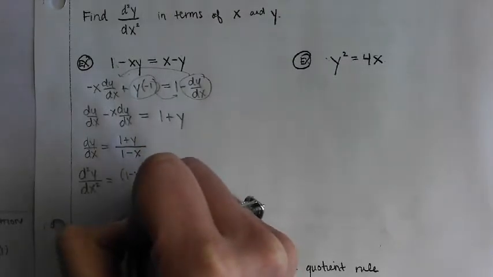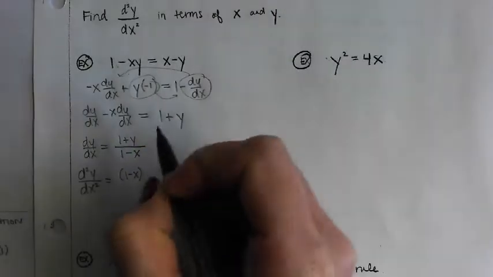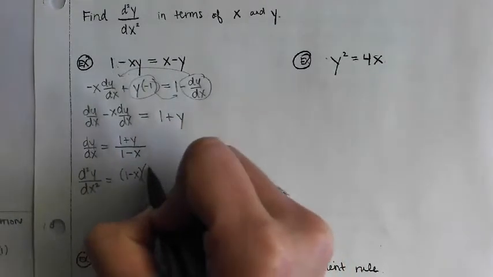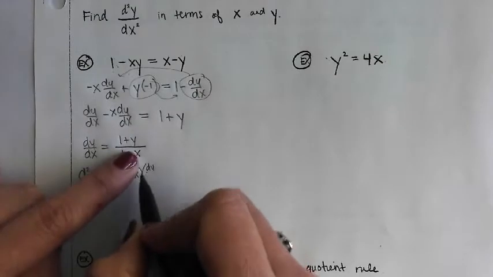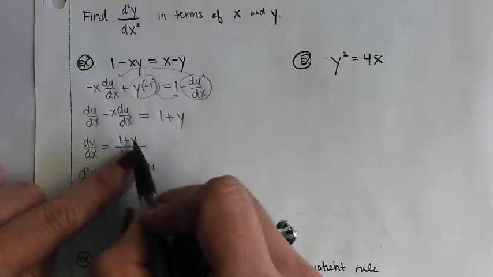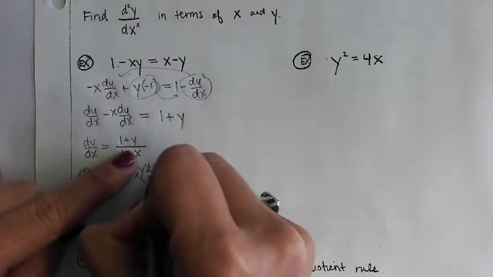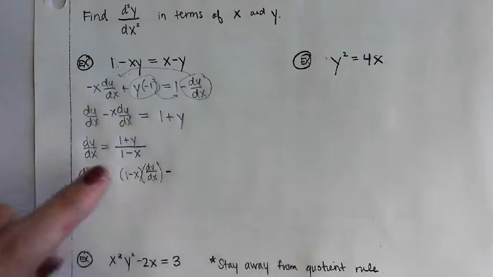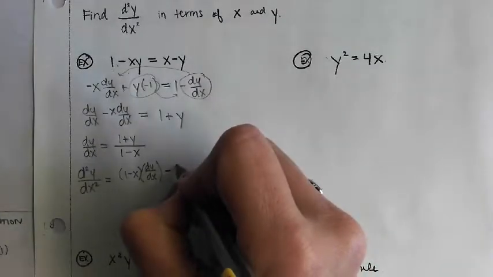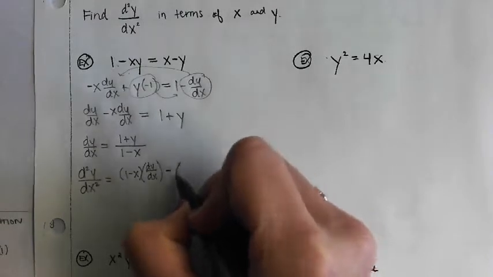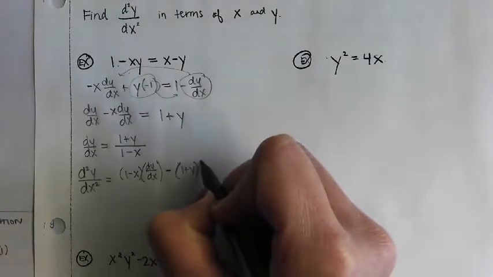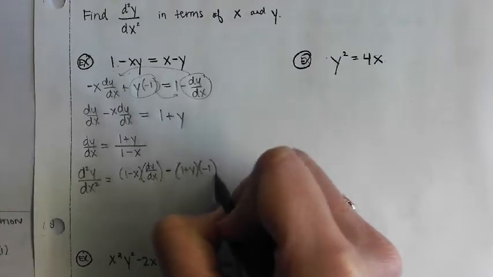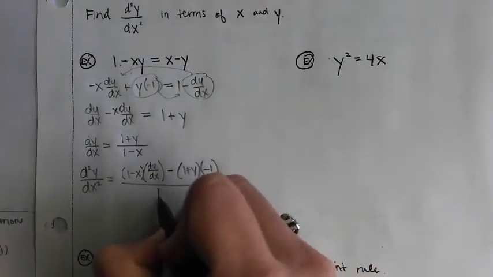So it's the bottom times the derivative of the top. What's the derivative of the top? Just dy over dx. Good. Minus, keep going, Winter. 1 plus y. Negative 1. Very good. All over the bottom squared.